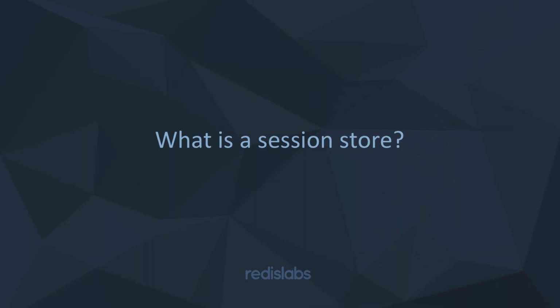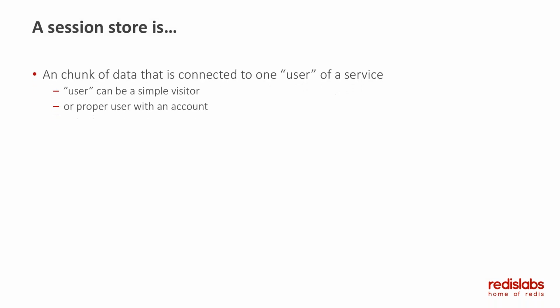So let's go into the question you might be asking. What is a session store? Maybe you already know. Maybe you're trying to find out more about that. I want to explore it through an example. Let's first take a look at some specifics. A session store is a chunk of data that's connected to one user of a service. I'm going to use the term user here. That can be as simple as a visitor to a website or a service, or it can be a proper user with an account, username, password, that sort of thing. So keep that in mind. It can be somebody or even something that's connected to it, as in the case of an API. We have a session store for that sort of use case as well.